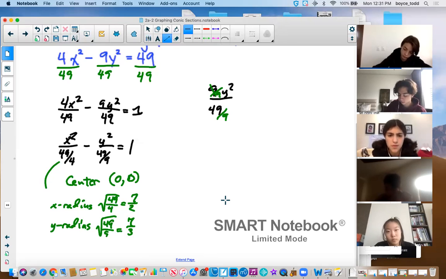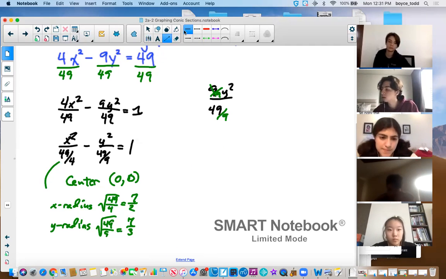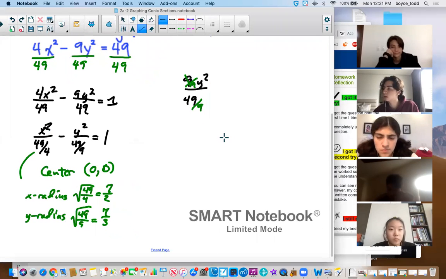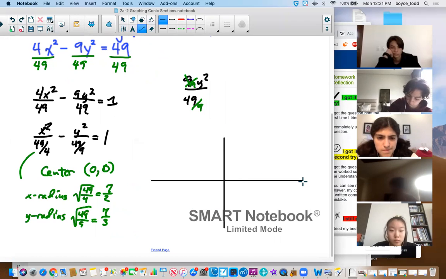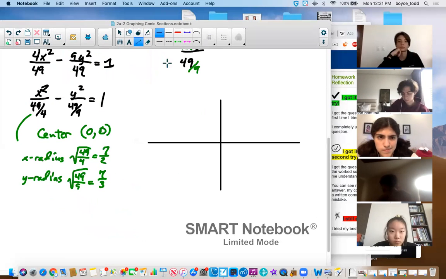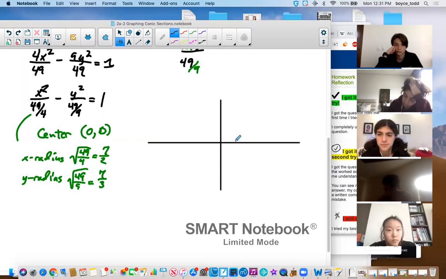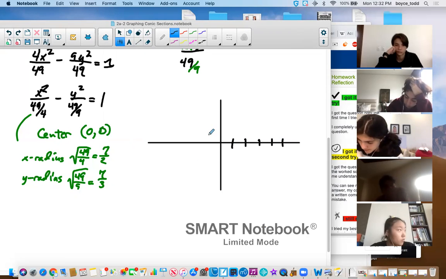So hold on one second. This part is always the trickiest to graph, so I want to make sure I do this right for you guys. I'll do it over here and try to not make this too large. Okay. So if I go to graph this, I know it's centered at 0, 0. So I'm going to put the center at 0, 0. But first I need to make 1, 2. So I'm going to label my axes.